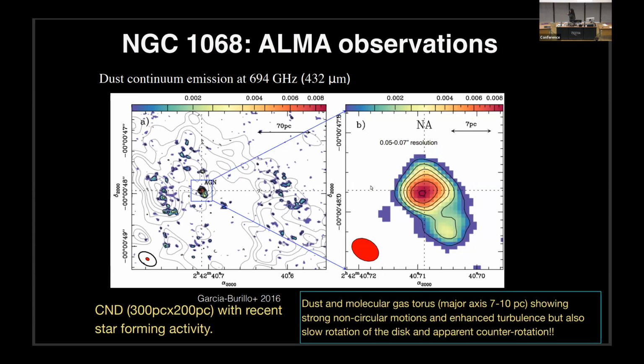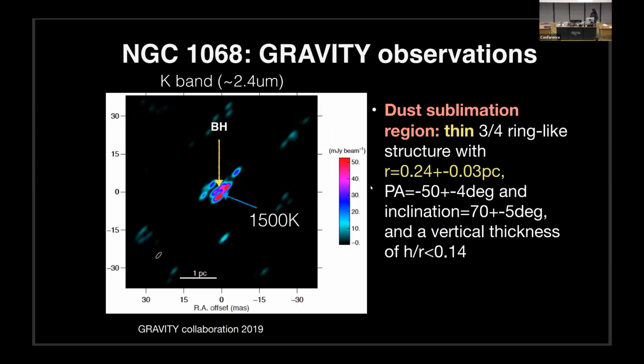Now, as we zoom in, as you can see, this is about 7 parsecs. They found this source, with strong non-circular motions and enhanced turbulence, but it also had signs of being counter-rotating with respect to the water masers, which is really intriguing. And the size that they gave to this molecular gas torus was 7 to 10 parsecs. So again, we're getting there, but we still don't know what's going on with the dust.